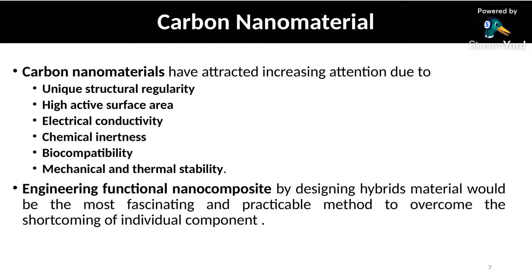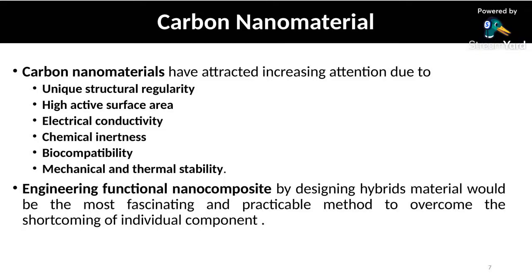Now, what is carbon nanomaterial? There are different types of nanomaterials, but we are focusing here only on carbon nanomaterials. Carbon nanomaterials have attracted increasing attention due to their unique structure, regularity, high effective active surface area, electric conductivity, chemical inertness, biocompatibility, and mechanical and thermal stability. Carbon nanomaterials are a class of advanced materials composed of carbon atoms arranged in a nanoscale structure.